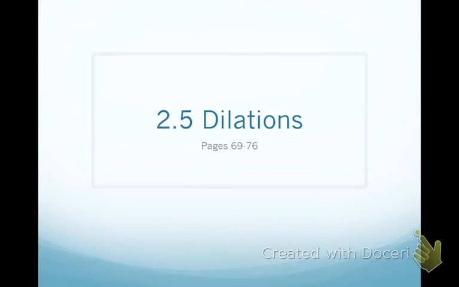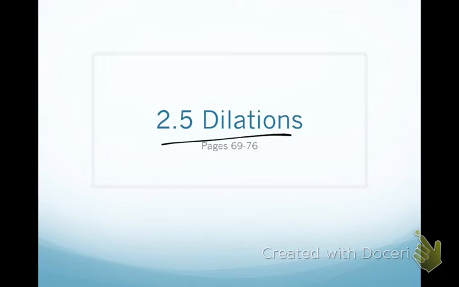Okay, in section 2.5, we're learning about dilations. What do you think of when you see the word dilation? What do you think? Yeah, get your eyes dilated, right? So when we get our eyes dilated, what happens to our pupils? They get larger, right? Okay, so they get larger so the doctors can see deep inside our eye, make sure that our eyes are healthy and that there's no issues with our vision.